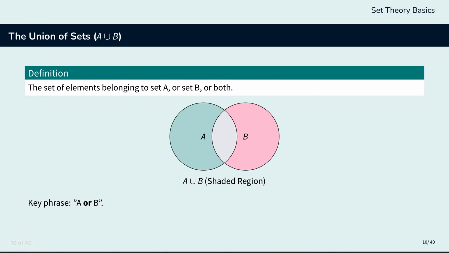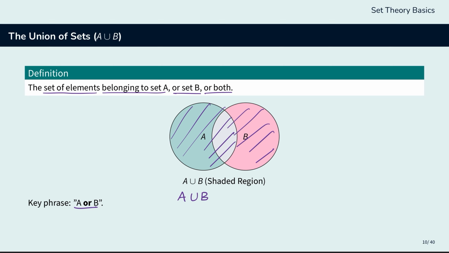Let's start with the first one, which is the union of sets. This is where the elements belonging to set A can belong to set B, or they can belong to both. This is written with the union symbol, spelled out as A union B, or we can also write A or B. The shaded region represents the total part, which means that this entire region represents A union B.